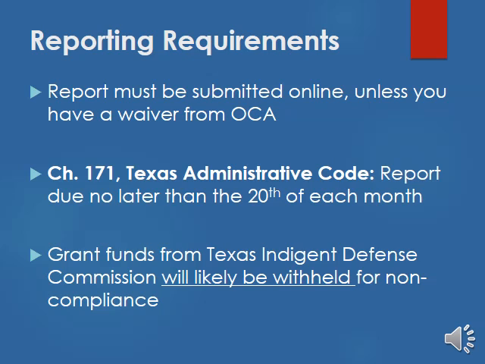Chapter 171 of the Texas Administrative Code requires the monthly report to be filed no later than 20 days following the end of the month reported. So, for example, the report for July's activity is due by August 20th.